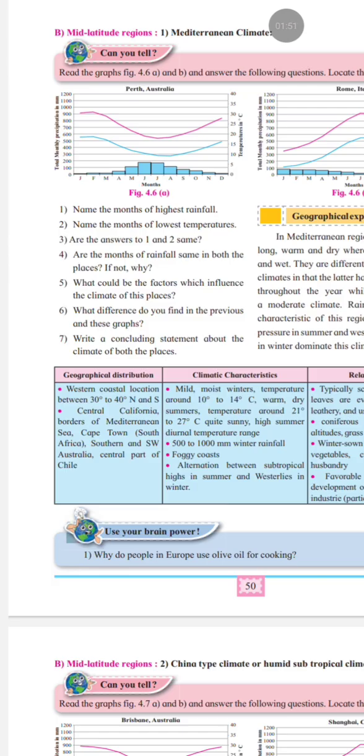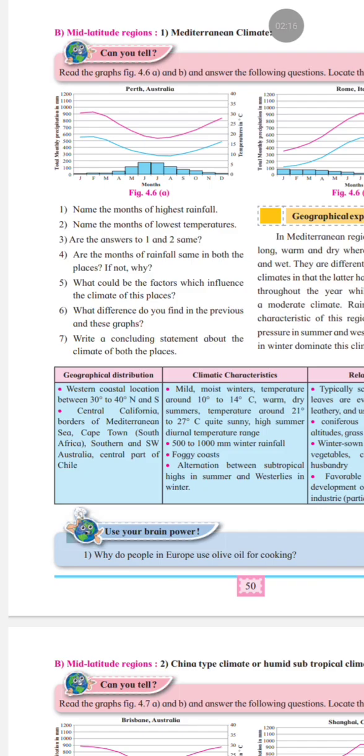Question 4 is are the months of rainfall same in both the places? If not, why? So answer is no. The rainfall months are not the same. Perth is in southern hemisphere while Rome is in northern hemisphere. Therefore, their seasons occur at different times of the year, resulting in different rainfall patterns. This is the reason.